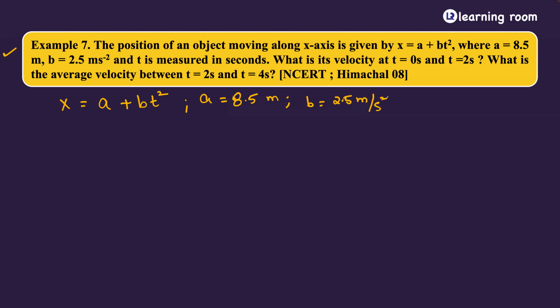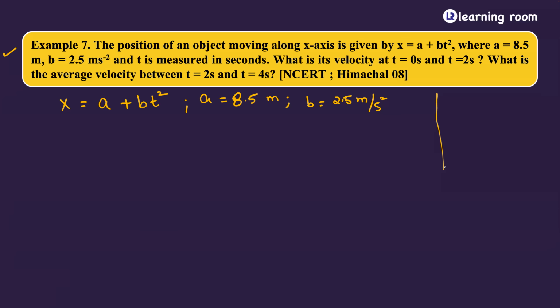And t is obviously measured in seconds. What is its velocity at t is equal to 0 and t is equal to 2 seconds? Listen to this carefully. Whenever they give you a mathematical expression of a physical quantity varying with respect to time, there are two types of questions that they will ask you. One is at something, one is between something. When they use the word at, it means instantaneous value. When they use the word between, it is average value.